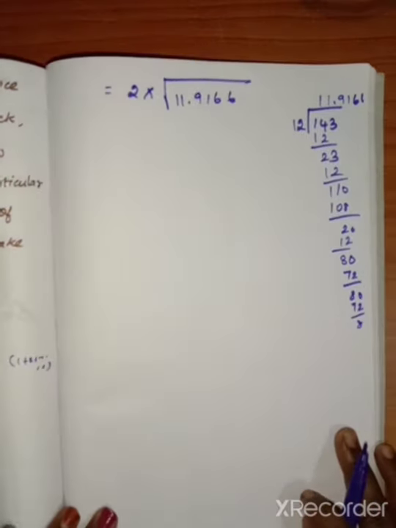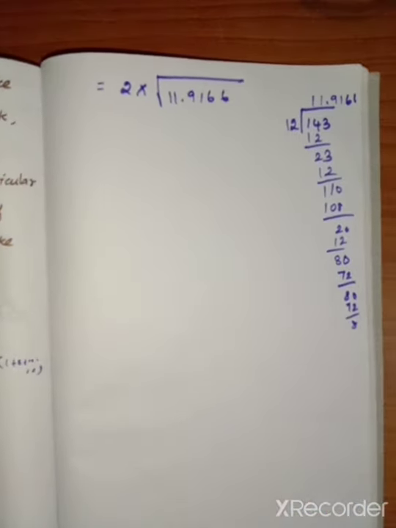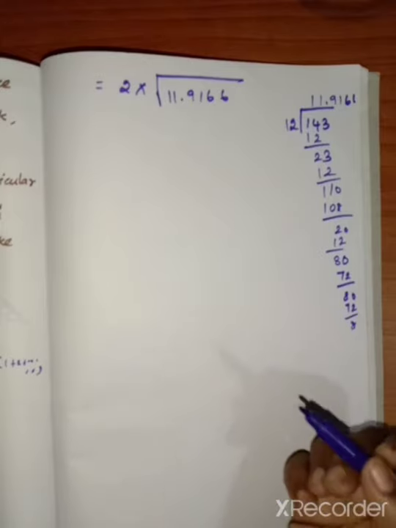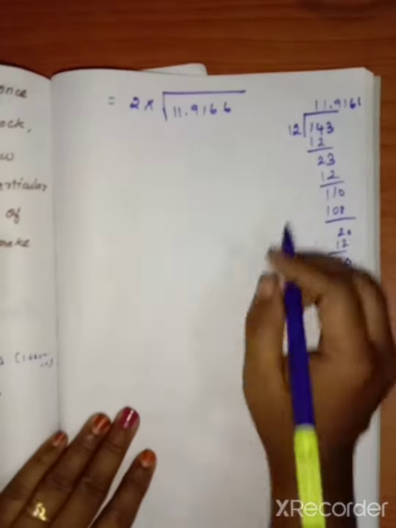Because we want to use the long division method, 2 into root of 11.91666. You can ask, ma'am, after the point why did we find 4 terms? Because here we use the long division method. Otherwise we can stop at 91 alone, and it will also come correct. Okay? So now we use the long division method for this term.